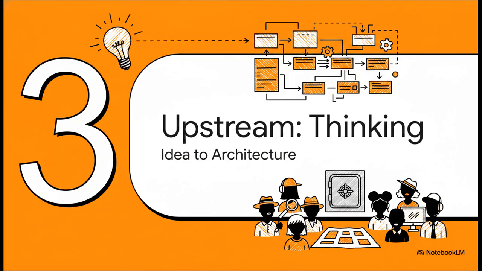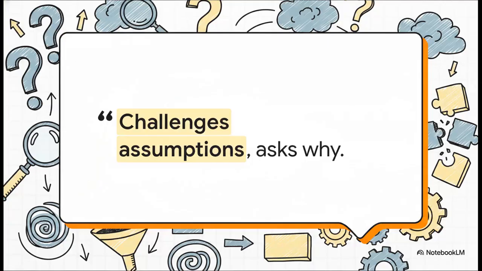Which leads us perfectly into Section 3, upstream, the thinking phase, from raw idea to system architecture. I like to think of this upstream process like an ensemble heist movie. You bring in these highly specialized personas to tackle very specific phases of thought. First up on the crew is the analyst agent. Their job is to look at a vague, raw idea with deep skepticism and curiosity. They basically challenge assumptions and ask why, transforming those unstructured thoughts into clear, actionable problem definitions.